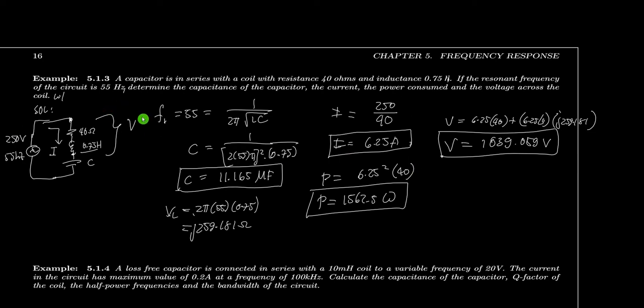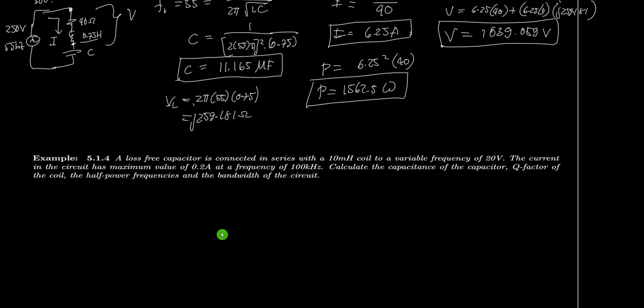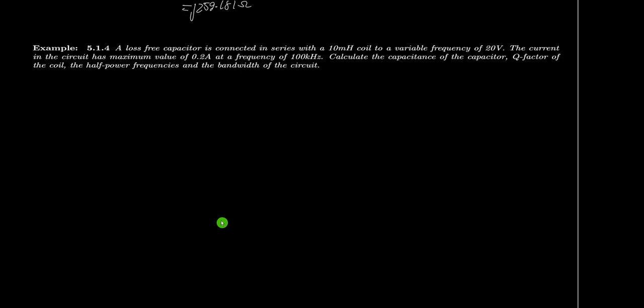Okay, so this is sample 5.1.3. Then for the last example, for the series circuit, a loss-free capacitor is connected in series with a 10 millihenry coil to a variable frequency of 20 volts.